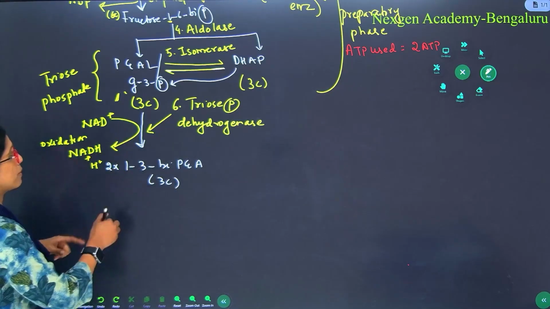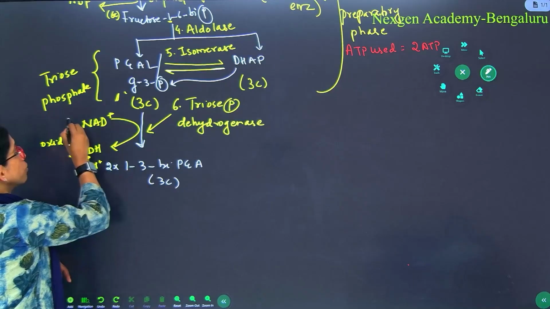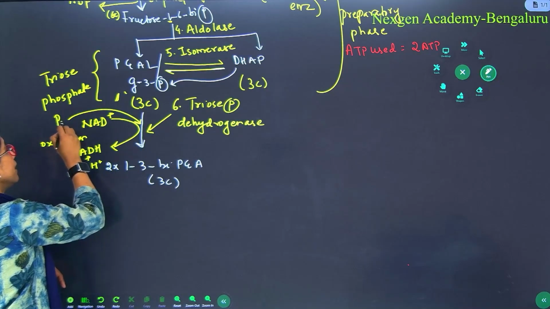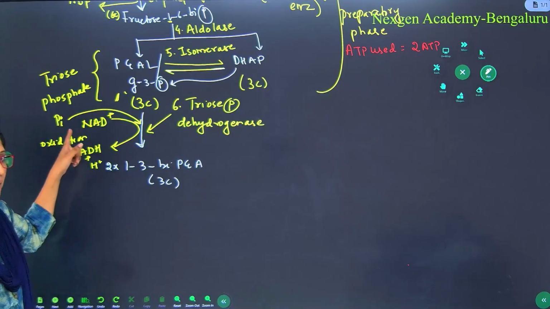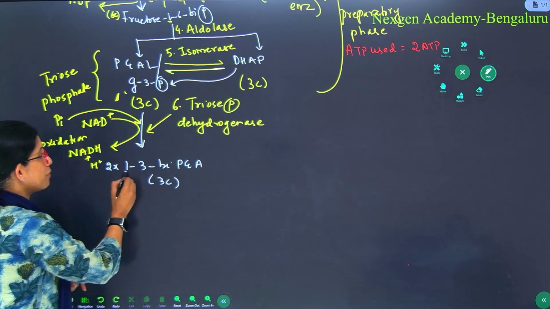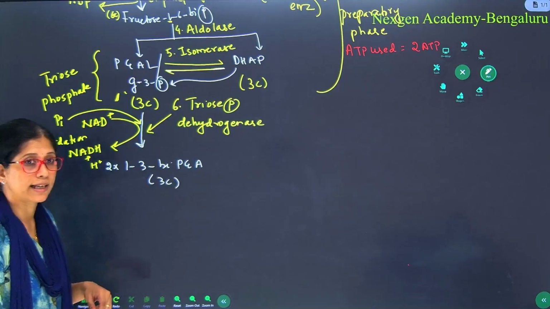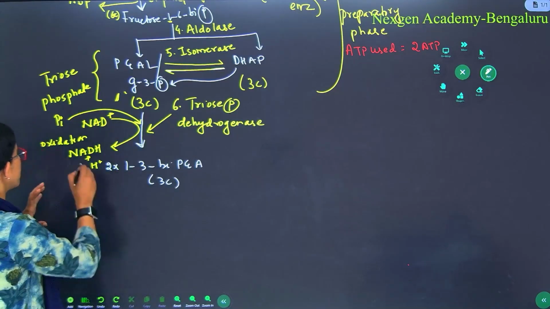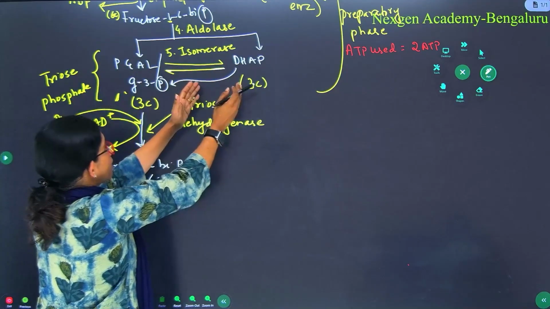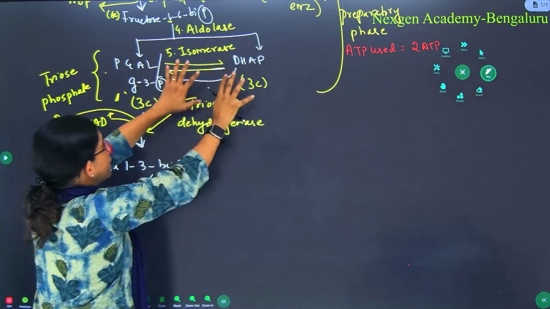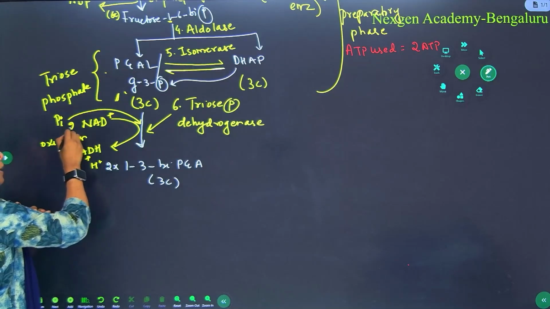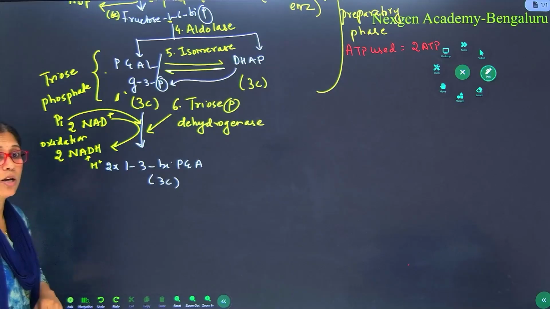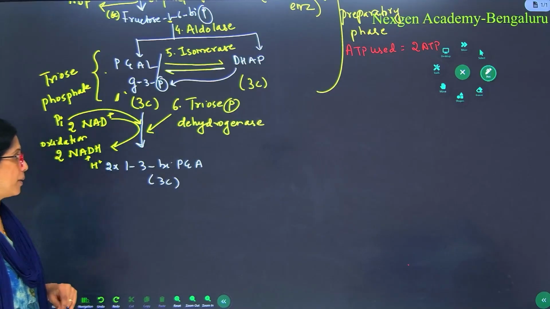So now one more important thing which can be asked in the form of a question. This step also involves the presence of inorganic phosphate. That is the reason. See here, we have 1,3-biphosphoglyceric acid. So it also requires an inorganic phosphate molecule. Remember, since it is 2 3-carbon molecules, PGAL also is 3 carbon, DHAP is also 3 carbon. So how many NAD is required? 2 NAD. And how many NADH plus H is formed? 2 NADH plus H is formed, right?